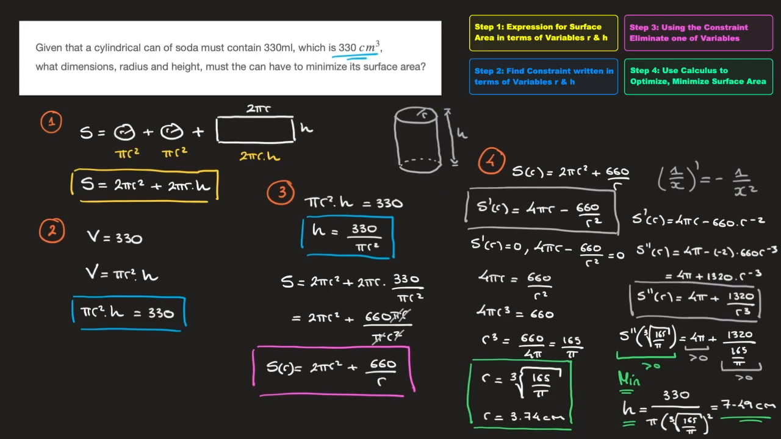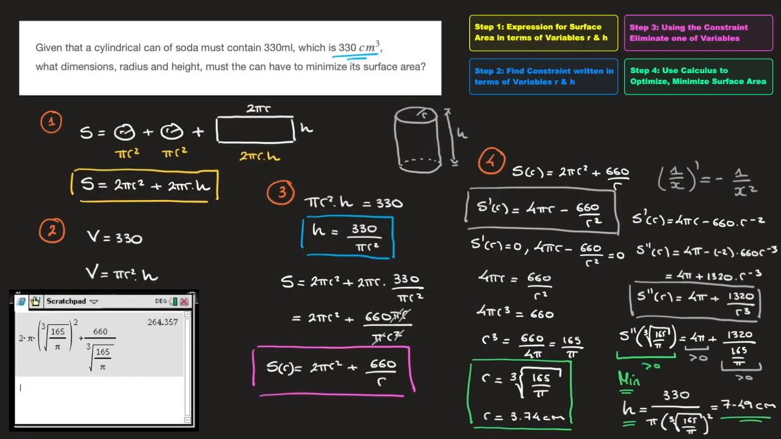But I should add, although we weren't asked to do it, we may well have been asked to actually calculate what the minimum surface area is. And had that been the case, all we would have to do is use the expression we have for the surface area here, written in terms of r, and replace every r that we see by the cubic root of 165 over pi. And in doing so, using a calculator, we would find that the minimum surface area is 264.357 square centimeters. And there we go.